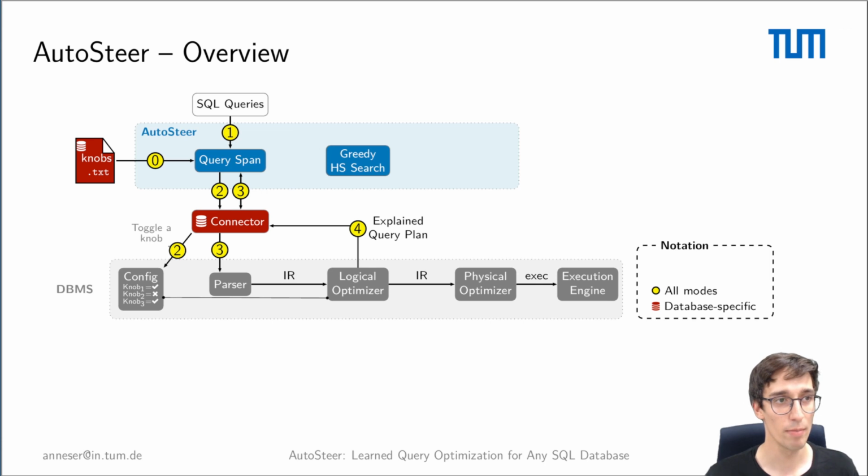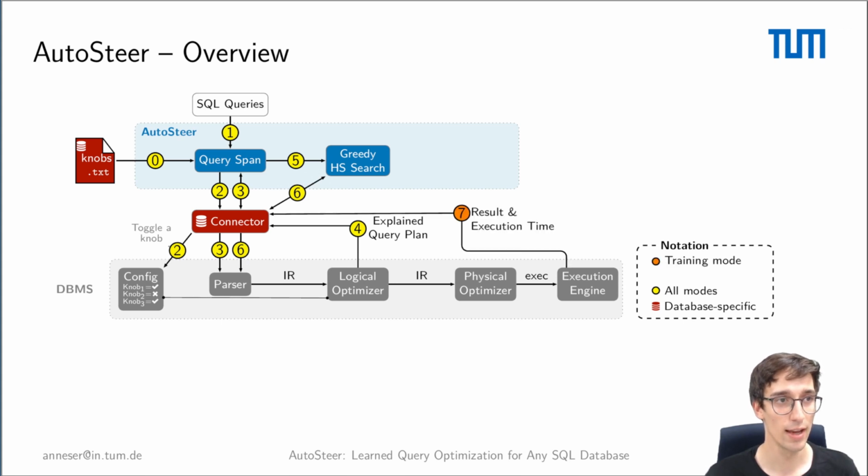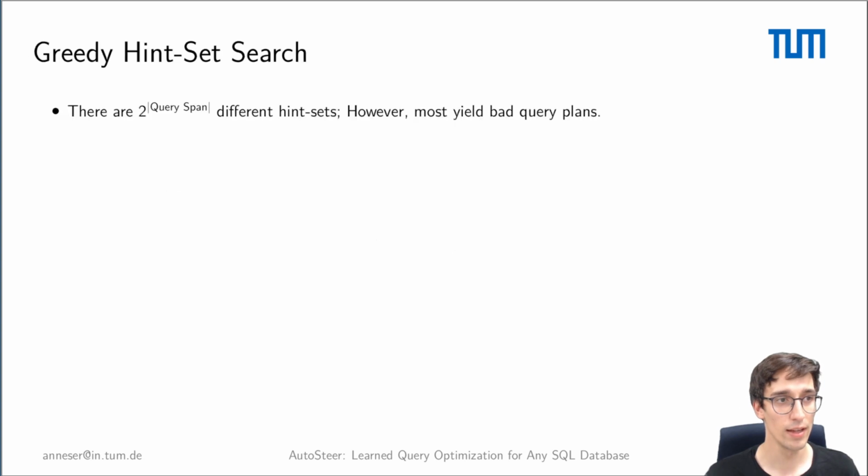As a next step, and based on the query span, AutoSteer searches for promising hint sets that improve the query execution time. Therefore, AutoSteer leverages the database connector again to execute the different query plans and track the execution times. The hint set search is based on a greedy algorithm, since there are exponentially many hint sets in the number of knobs. And according to our experiments, most hint sets yield bad execution plans.